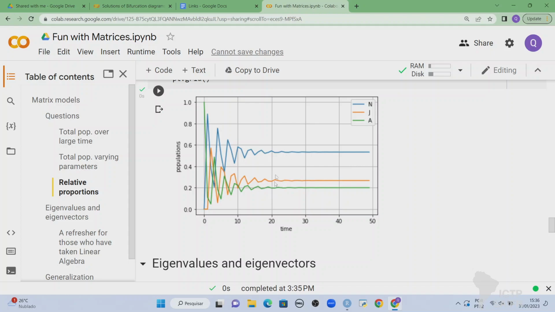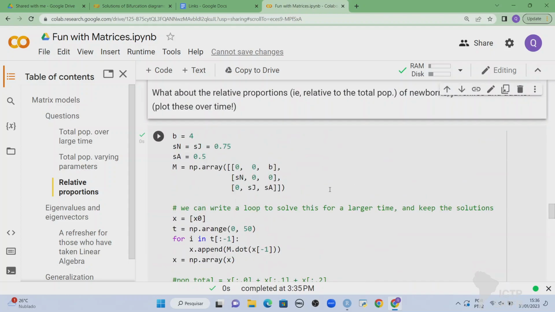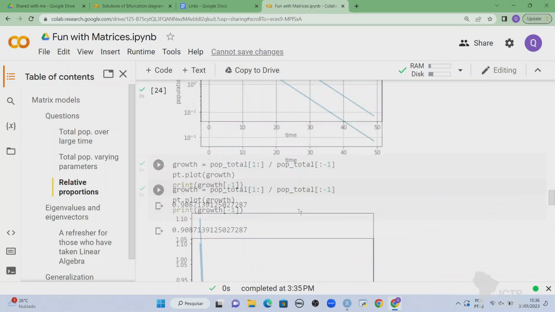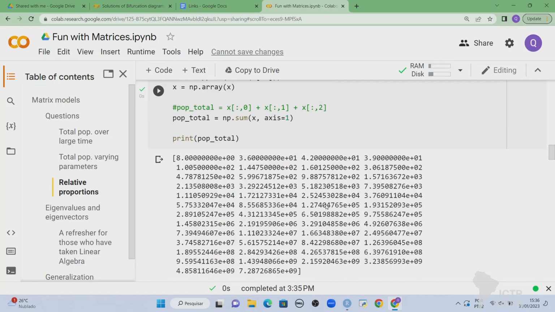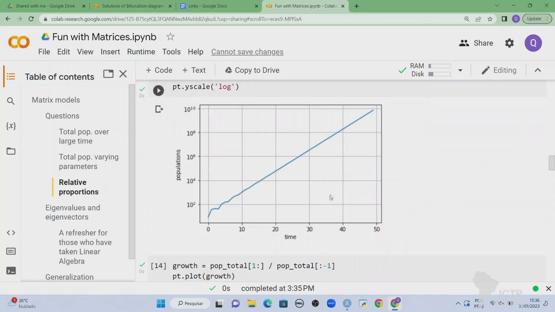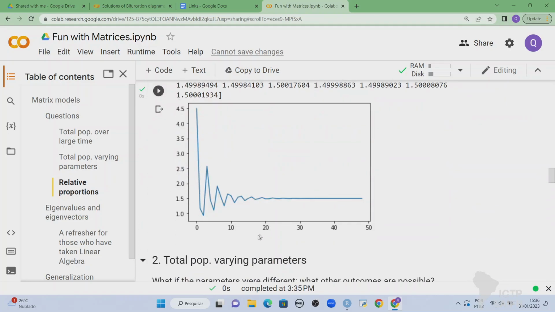You see that this time is more or less also the time that it takes for the growth rate to stabilize. This was for B goes to 4, which was over here. So more or less the same time that it takes for the oscillations between the sizes of the different classes to stabilize is also the time that it takes for the growth rate to stabilize.